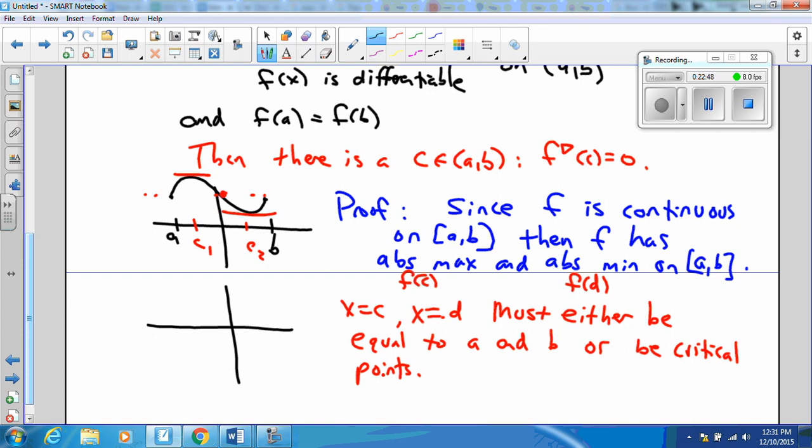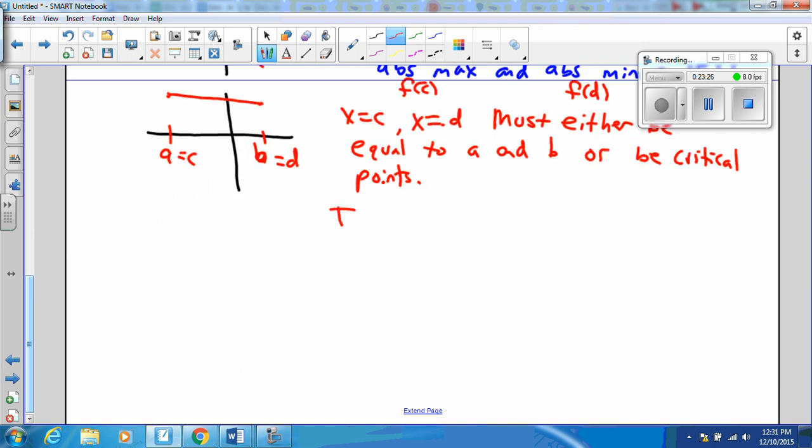One possibility is that c and d are a and b. I'll just set b equal to d and a equal to c, and I could do it the other way and it would be the same thing. Well, if I do that, then now I've got a function whose max is f of a and whose min is f of b, and the max equals the min. How do you draw a function whose max equals its min? It has to be a horizontal line, that's right. So if a equals c and b equals d, that's one possibility.